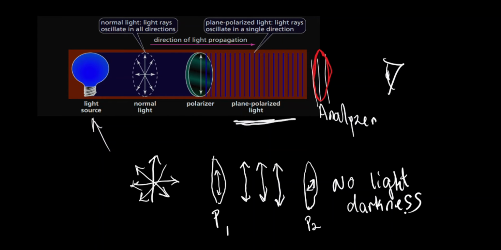Now this is very interesting. Let's take a look at this. When the light is made to pass through this analyzer, based on the orientation of the analyzer, light passes through. So the observer here is able to observe light passing through the analyzer.